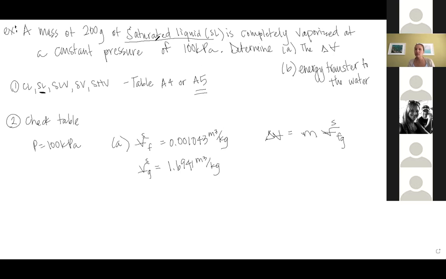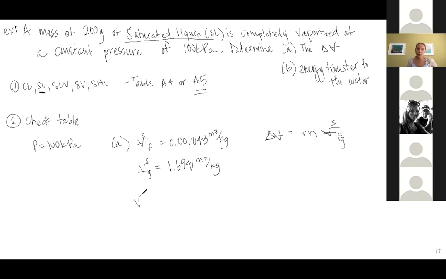So we don't have entirely liquid or entirely vapor during that vaporization process. At the beginning, we have entirely liquid. At the end, we have entirely vapor. But during the process, we have this saturated liquid vapor. So we're interested in mass, which we're given, and then our specific volume of our saturated liquid vapor. If you remember, the table does not give you values for specific volume for saturated liquid vapor.